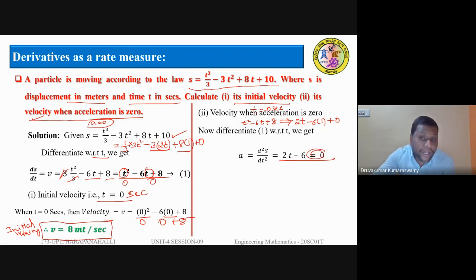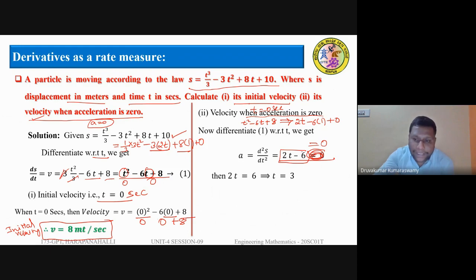But when do we have to find the velocity? When acceleration is 0. So we take 2t − 6 = 0. Why have we taken 0? Because they have asked to find velocity when acceleration is 0. We got acceleration as 2t − 6, and as per the question, when acceleration is 0, we take a = 0. Therefore, 2t − 6 = 0.